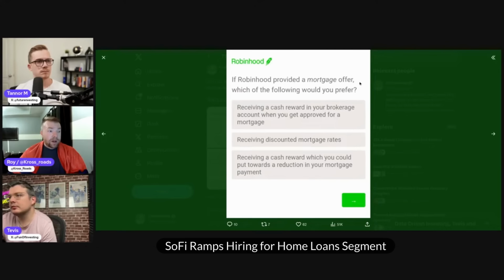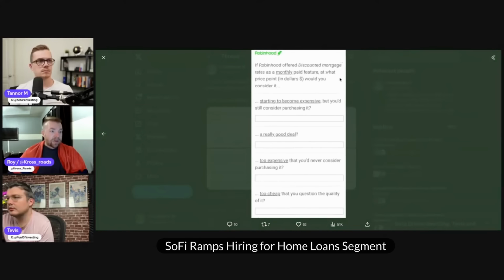Robinhood provided a mortgage offer. It seems like more than just a referral service. Maybe they're looking at an acquisition. And of course, they had some questions of what the monthly paid feature would be worth in that scenario. So I just thought it was an indication, and I've seen this not just from Robinhood, but a couple others as well, this anticipation of when rates are cut, then the housing market really starts performing a bit better. Like it's not going to instantly change in 1 second, although maybe it will depending on the size of the cut. But that seems like it's coming.